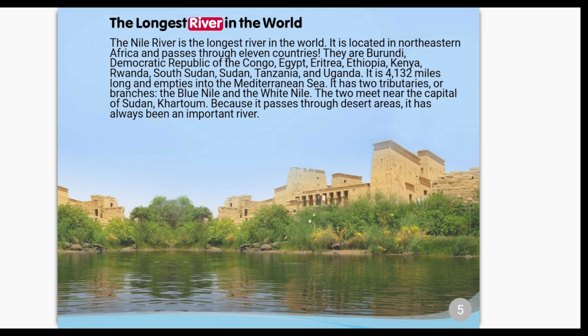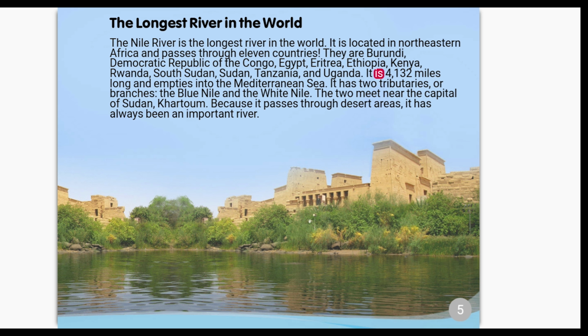The longest river in the world. The Nile River is the longest river in the world. It is located in northeastern Africa and passes through 11 countries. They are Burundi, Democratic Republic of the Congo, Egypt, Eritrea, Ethiopia, Kenya, Rwanda, South Sudan, Sudan, Tanzania, and Uganda.